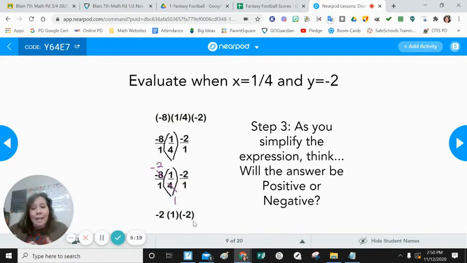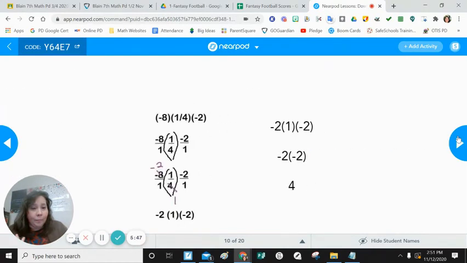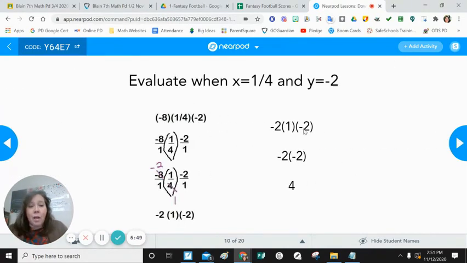So step 3 is to look at your expression at this point and think about what your answer is going to be. Is it going to be a positive number, a negative number, a whole number, a fraction, a decimal? What is it going to look like? And we do this as a way to help us check to see if our answer is reasonable. Well, looking at these numbers, I know it's going to be a whole number, my answer. And I know that my answer will be a positive number. So I go through and solve.